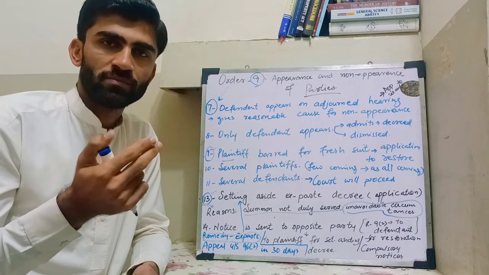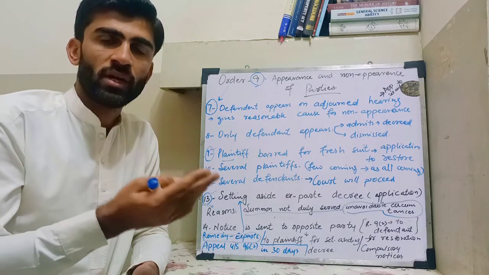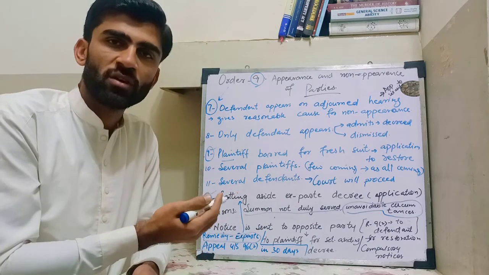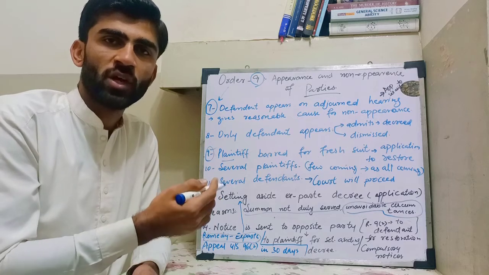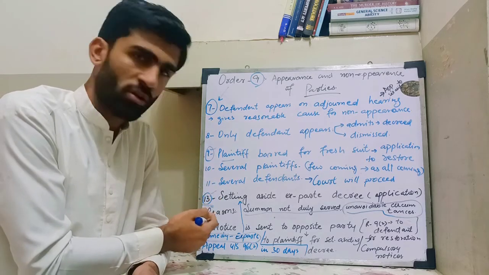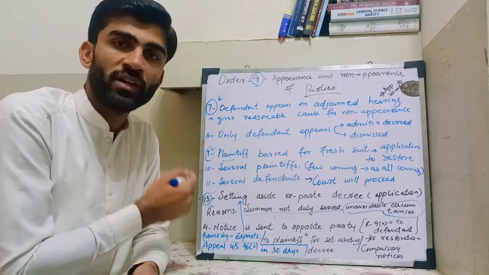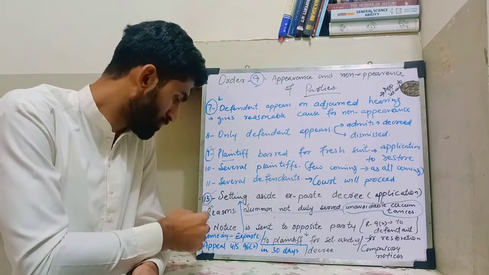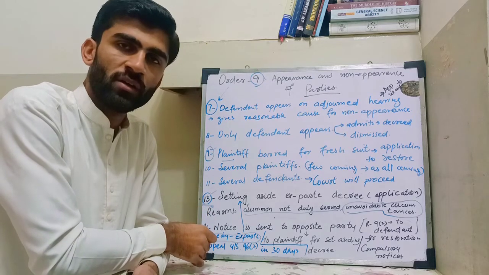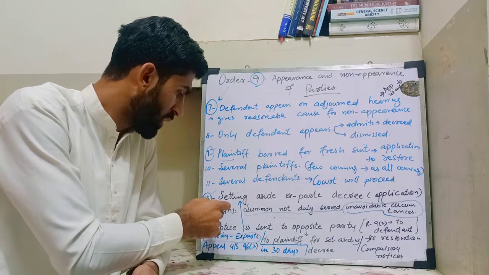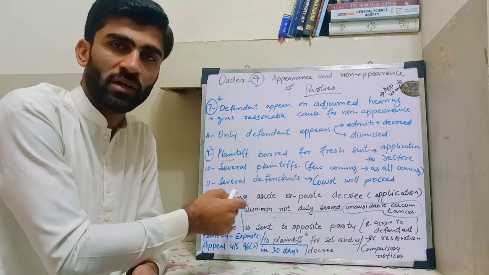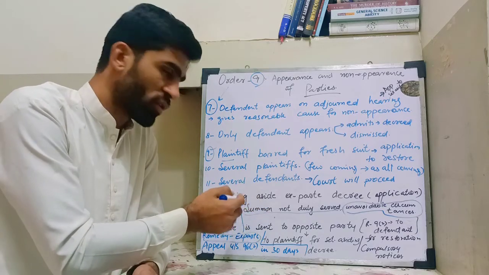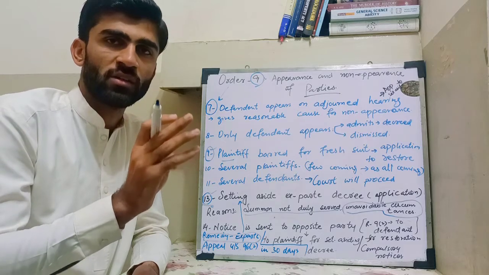When he gets knowledge that a decree has been passed against him, whether after 2 days, 5 days, or 50 days, he will file an application within 30 days, or he has to file an appeal in 30 days. So these are two remedies for the defendant to set aside the decree which has been passed ex parte. First he has to file an application, otherwise he has to file an appeal.